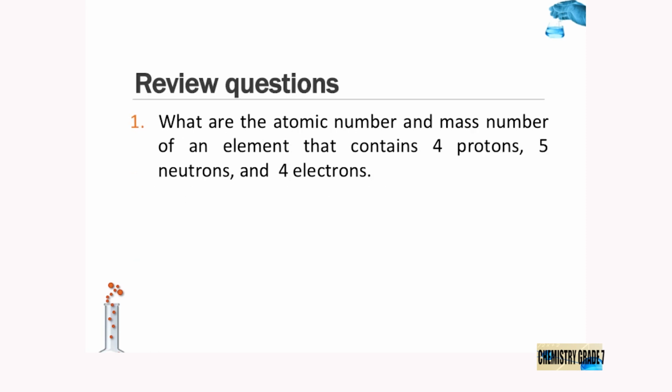What are the atomic numbers and mass numbers of an element that contains 4 protons, 5 neutrons, and 4 electrons? Z equals P, so the atomic number is 4. A equals P plus N, so the mass number is 4 plus 5 equals 9.